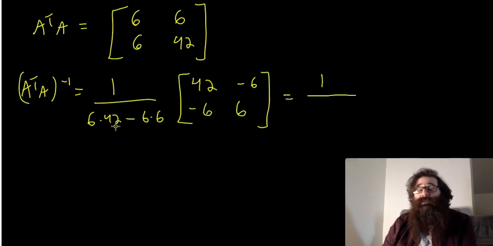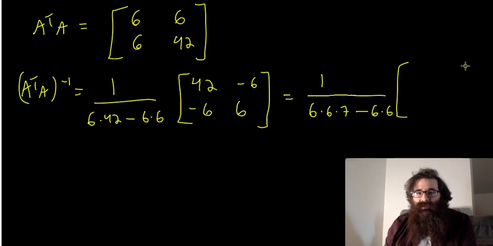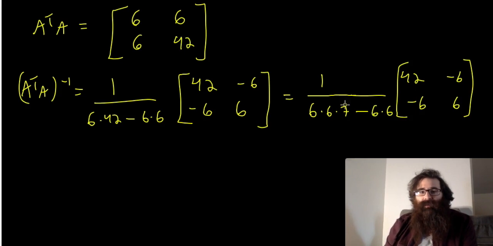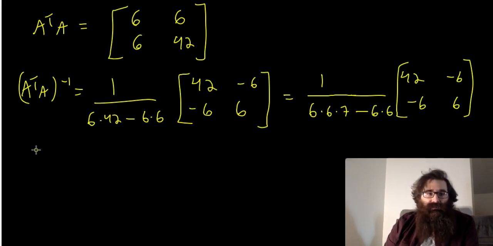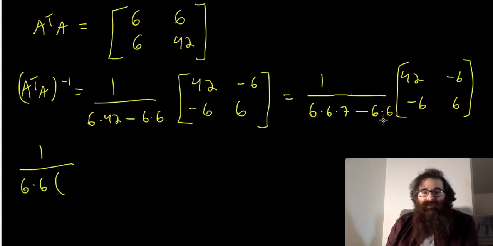I could do, let's do some scaling maybe. Remember, 42 is 6 times 7. So this is 6 times 6 times 7 minus 6 times 6. And then if I got some room for it, this is the matrix that I'm multiplying this into. And I can factor out a 6 times 6. So that's 1 over 6 times 6. And then I'm left with, in parentheses, 7 minus 1.